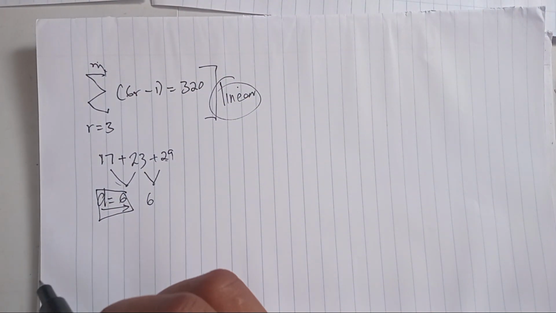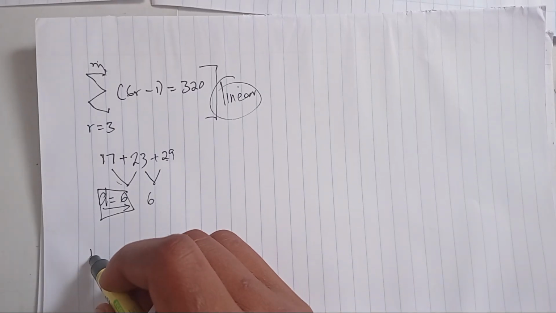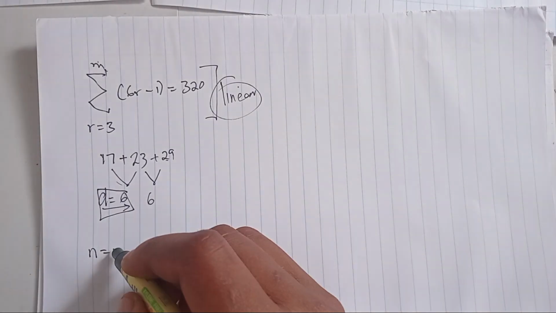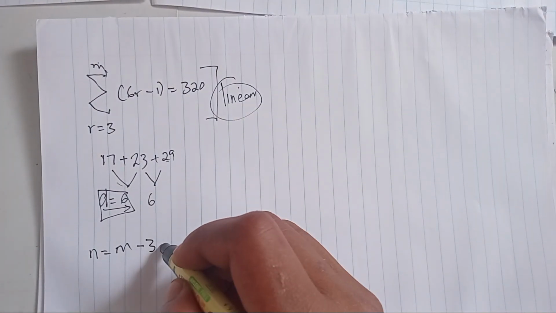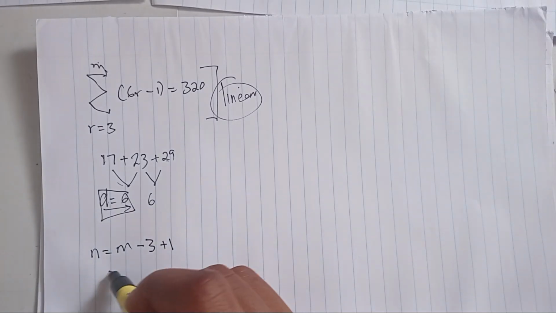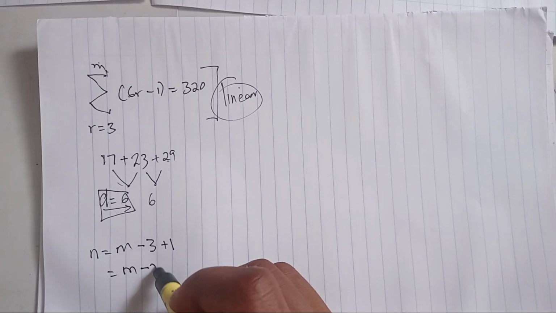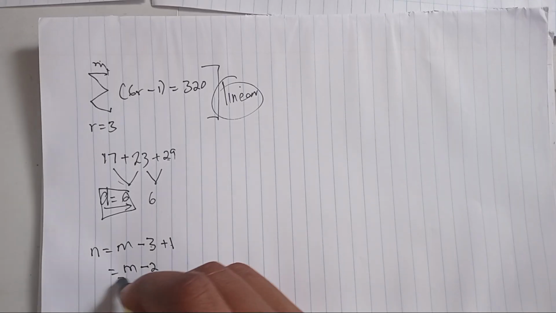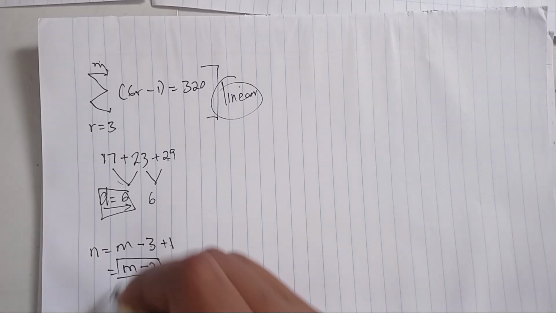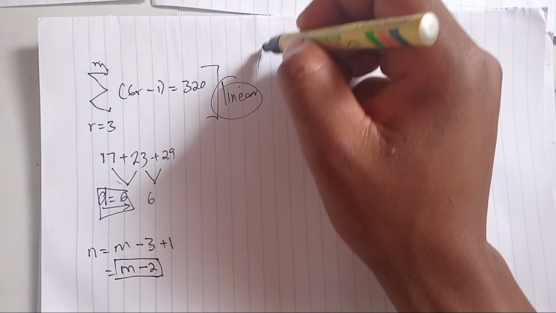The next step says that we must find n. n is equivalent to the top, which is m, minus the bottom plus 1. So this one results to m, what? 3 minus 3 plus 1 is what? Is 2. So it means that when we see n, we are going to substitute by this. Okay, now let's work on it.